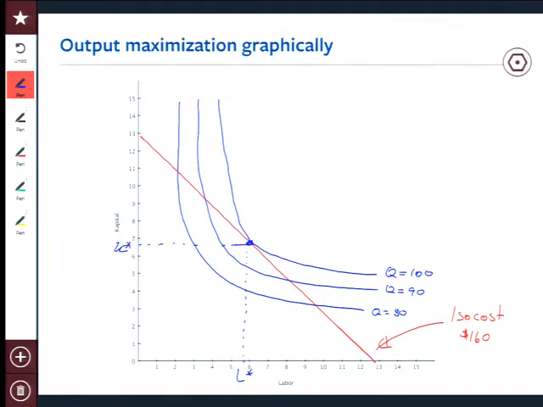You will end up with the same L star and K star. You can approach it from both sides, and you will get the same answer given the same technology and wages and rental rates of capital. All right? There we go.